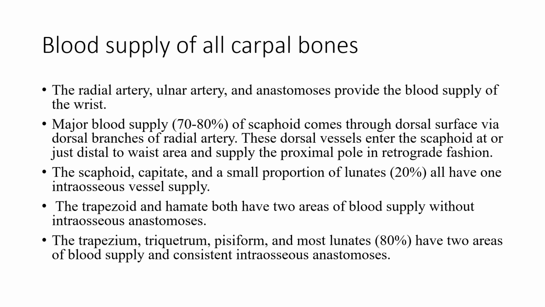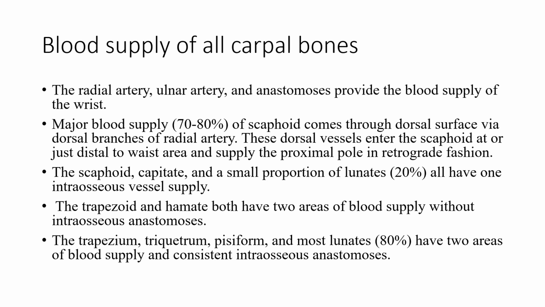Now comes the blood supply of all carpal bones. The radial artery, ulnar artery, and anastomoses provide the blood supply to the wrist. Major supply, 70 to 80% of the scaphoid, comes through the dorsal surface via the dorsal branches of the radial artery. These dorsal vessels enter the scaphoid at or just distal to the waist area and supply the proximal pole in a retrograde fashion.